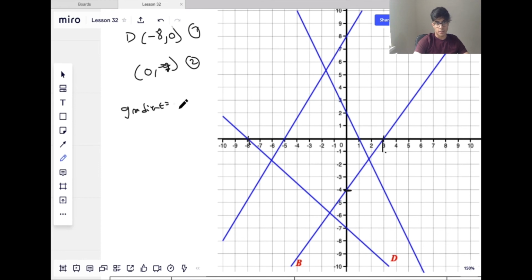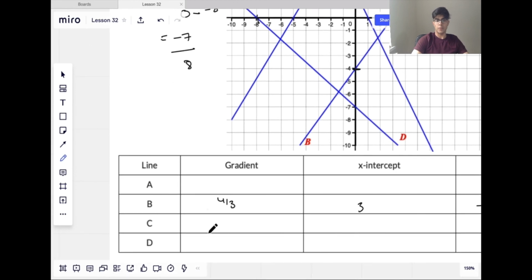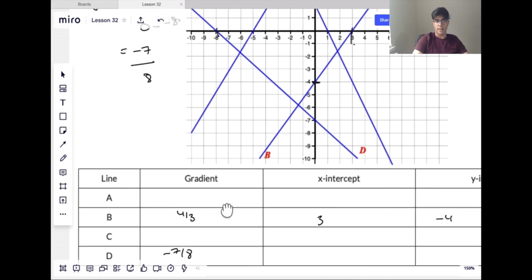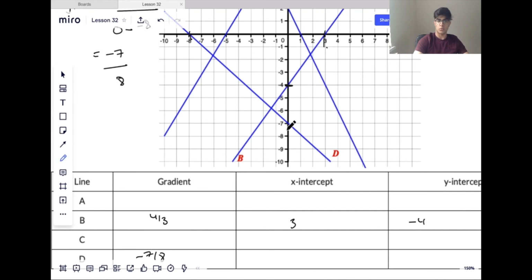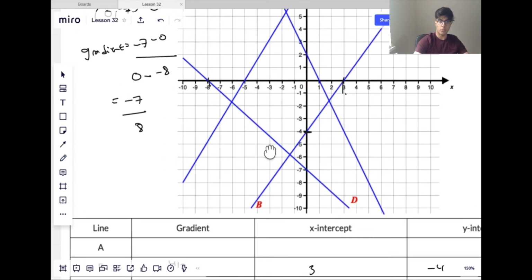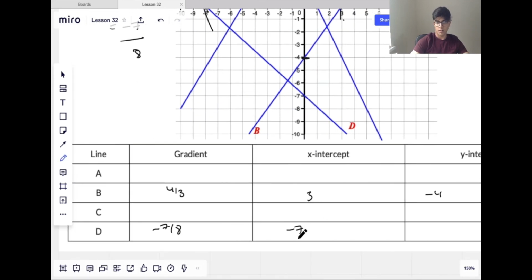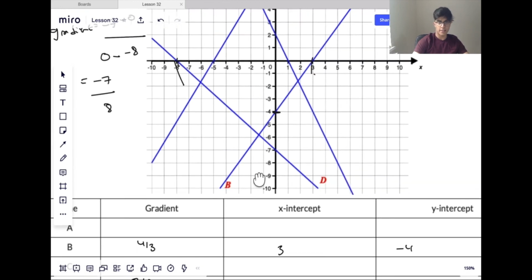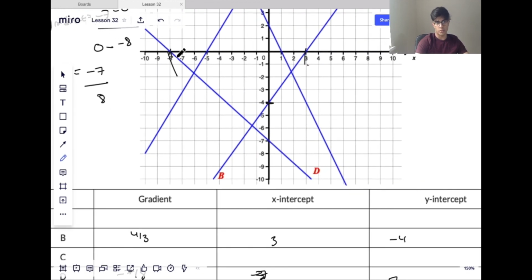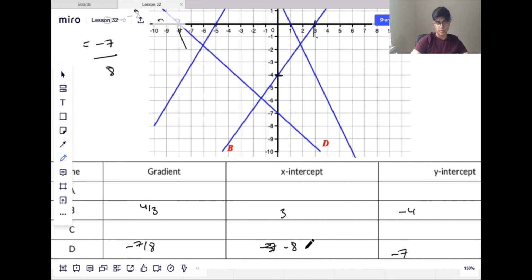Okay, so gradient is -7 minus 0 divided by 0 minus -8. That can trip you up sometimes, which is -7 on the top. 0 minus -8, two minuses make it positive, so just 8. So gradient is -7 over 8 for D, -7 over 8. And our y-intercept, where x is 0, and that's what y is, so -7. Oh, wrong one. And x-intercept, where y is 0, what's x? -8. And there you go.